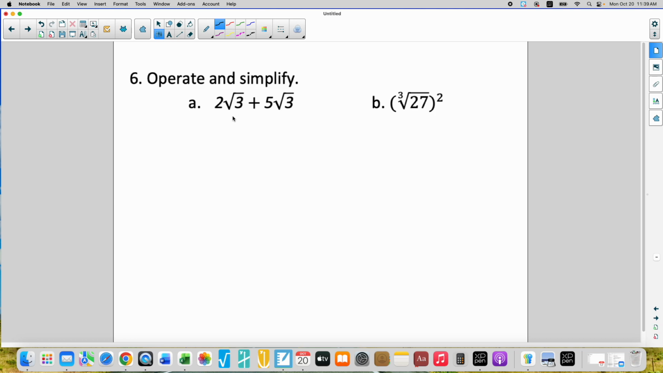Operate. Okay, these are like terms because they have the same radical. When they have the same radical, we're going to combine their coefficients. So we have 2 rad 3 plus 5 rad 3 produces 7 rad 3. Rad 3 can't be simplified because it's not a perfect square and it doesn't have a perfect square factor.